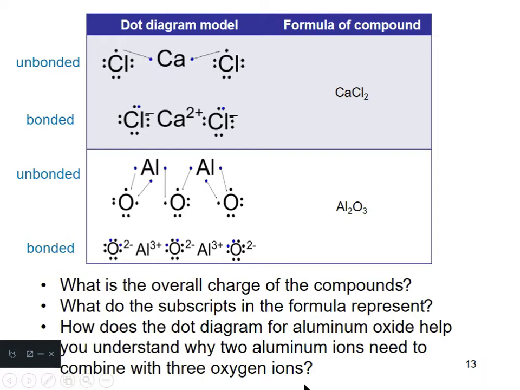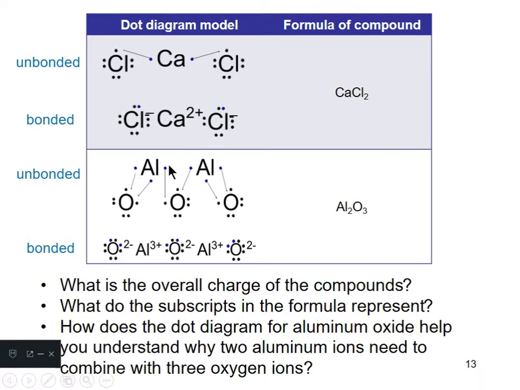How does the dot diagram for aluminum oxide help you understand? Oh, what do the subscripts represent? These subscripts represent how many I have. Notice that this has 1 calcium ion and 2 chlorine ions. So the 2 means that I have 2 of them. Now we've already seen our compound formulas, but it's a reminder of what's happening. Down here I have 2 aluminums, hence the 2, and 3 oxygens, hence the 3. And hopefully we can understand why I need 2 aluminum ions to combine with these.